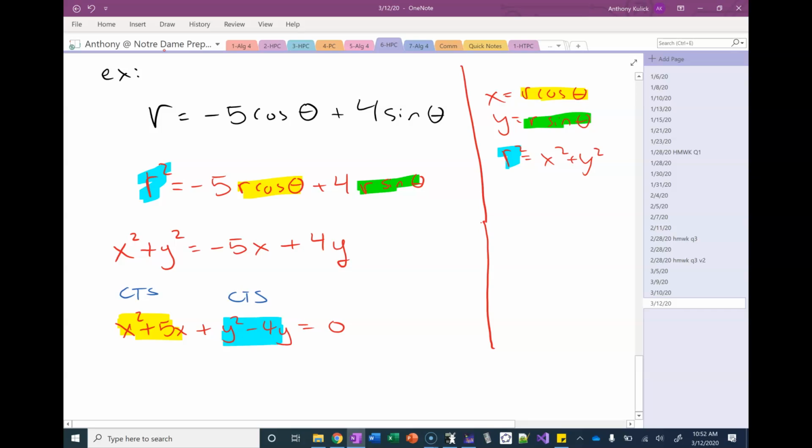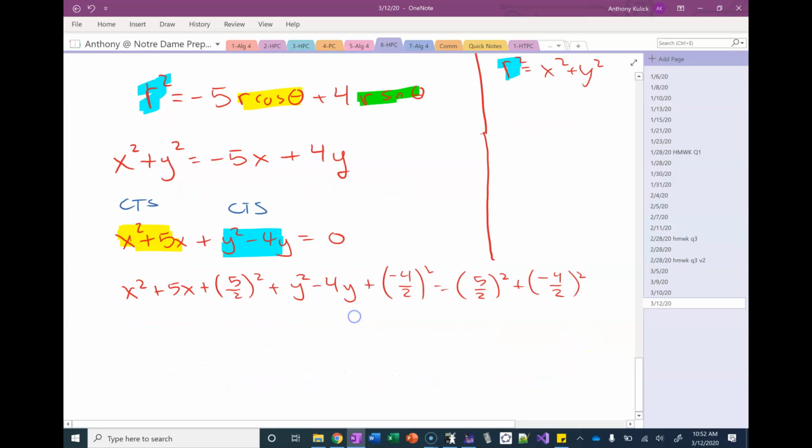So what do I need to add to the first side to complete the square for the piece in yellow? 5/2 squared. And what do I need to add to both sides to complete the square for the piece in blue? -4/2 squared. Okay. Everybody okay there?